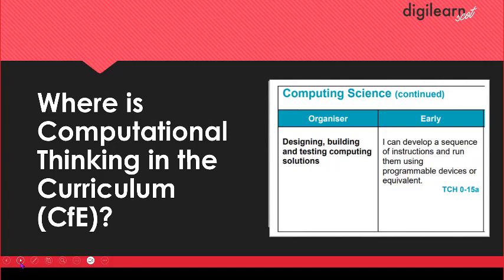And then designing, building and testing computing solutions. So this is about programming. This is where maybe your B-bots and programmable devices come into it. But please do notice on the experience and outcome, the word equivalent is here. So this means using absolutely anything. And at the very end, I'm going to show you the Computing Science Scotland Week challenge that we have set for the early level, and it's really open-ended and stresses that you do not need any type of programmable devices to run and develop a sequence of codes.